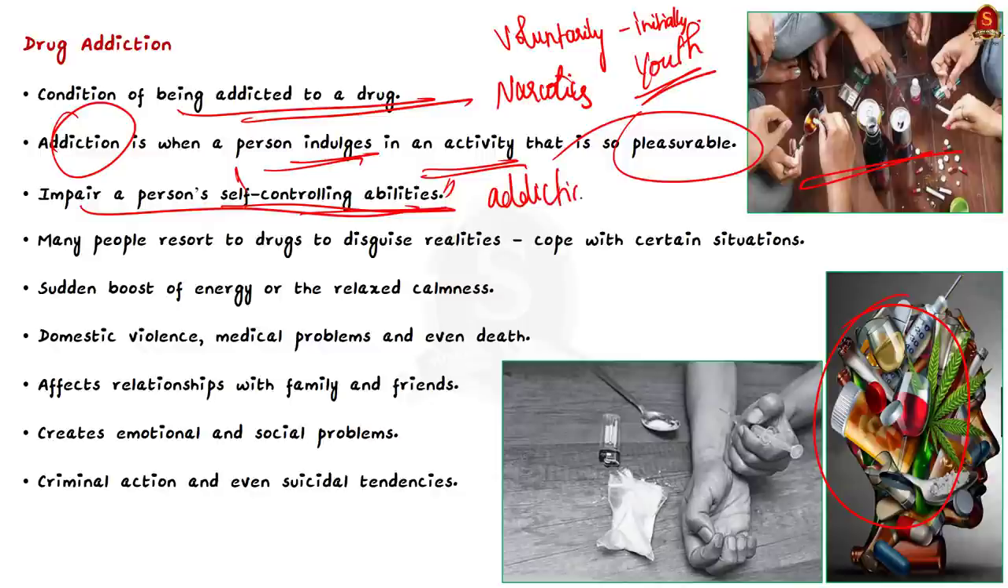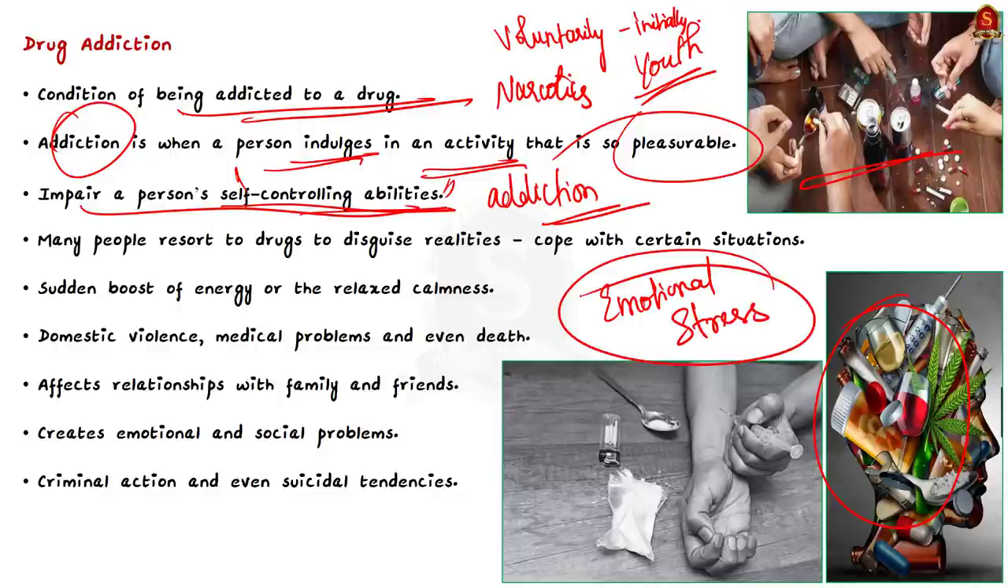Such addictive behavior may begin due to an emotional stress triggered by a traumatic experience that is extremely difficult to challenge. See, this is when a person may resort to drug abuse, substance abuse, so as to distract oneself from the stress. Many people resort to drugs to disguise realities, and this helps them cope with certain situations. Yes, you got it right. This is just a way of running away from oneself or the situation, but the people who are prone to drugs would never understand that.